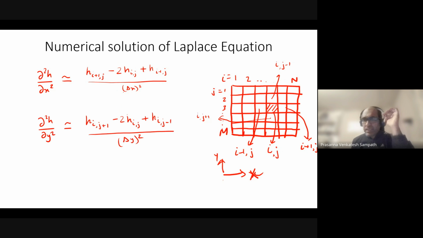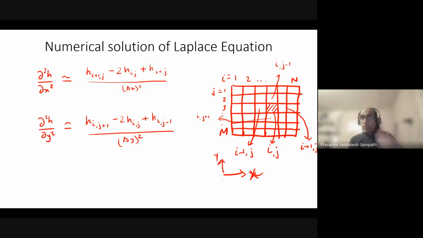So far, so good. Anybody has any concerns, questions? How did I arrive at these two equations? The first equation is for the x direction: h of i plus 1 comma j minus 2 times h of i comma j plus h of i minus 1 comma j, divided by delta x whole square. In the y direction, dou square h by dou y square is h of i comma j plus 1 minus 2 times h of i comma j plus h of i comma j minus 1, the previous cell, divided by delta y square. So this is the setup.